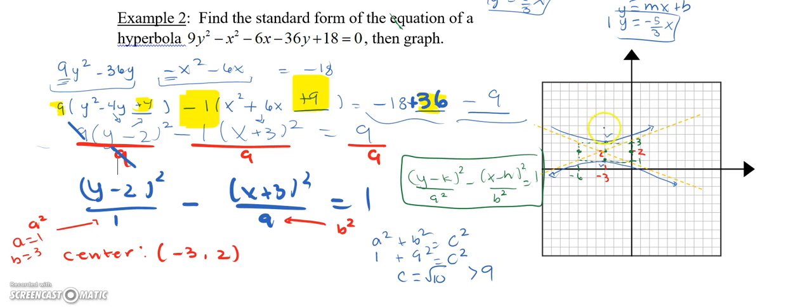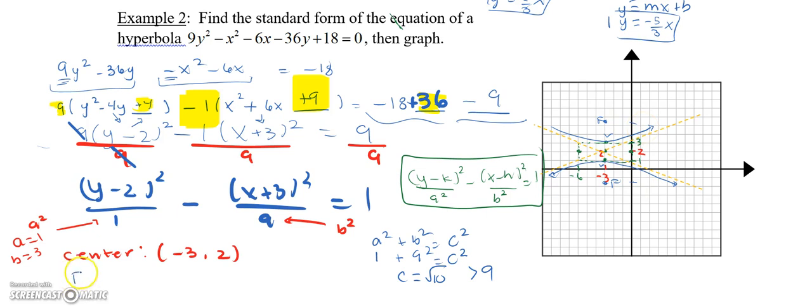1, 2, 3, and then some more, and label that with an F. And then from my center, I'm going to go down 1, 2, 3, and a little bit more to do my foci. So you start at your center and you go c units in either direction to get to your foci. And we're going to label our points.